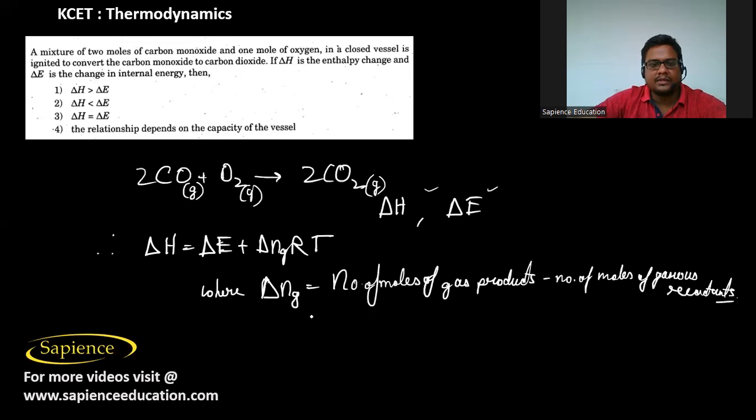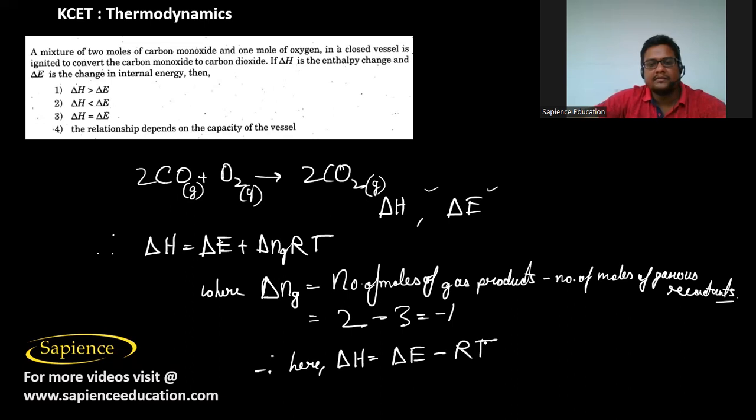So here that will be equal to 2 minus 3, that is equal to minus 1. Therefore, delta H will be equal to delta E minus RT. So it means that delta H is less than delta E. So option 2 is the correct answer.